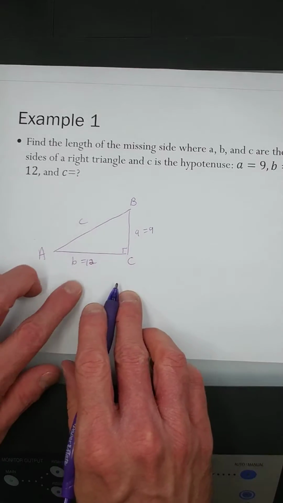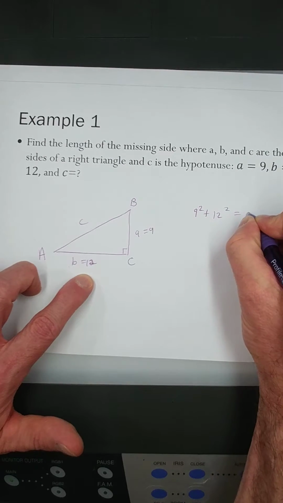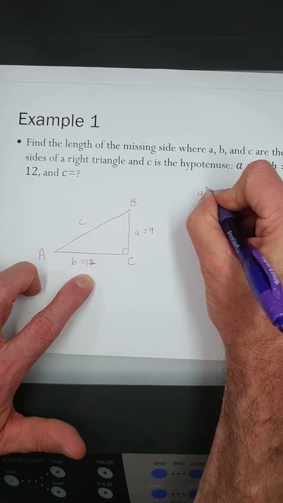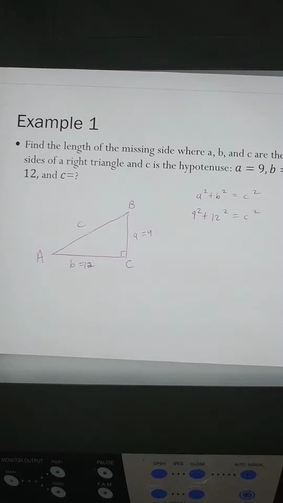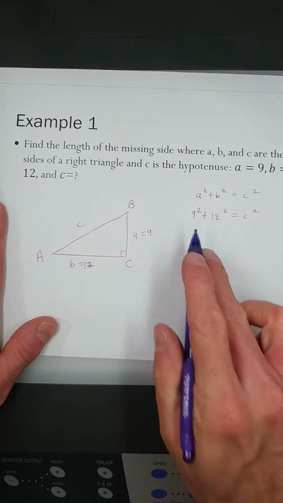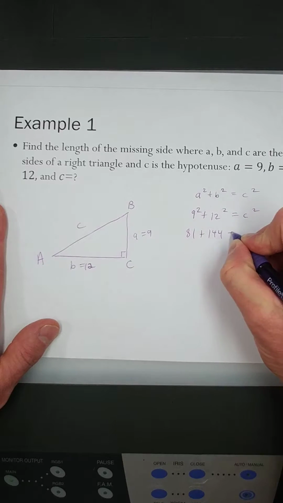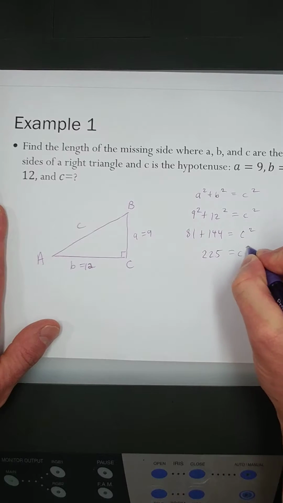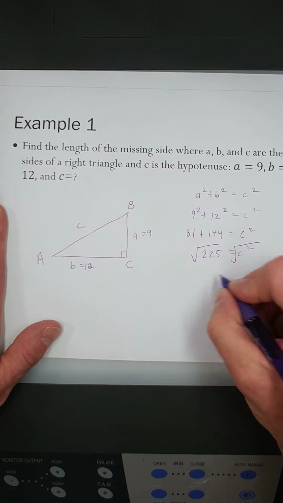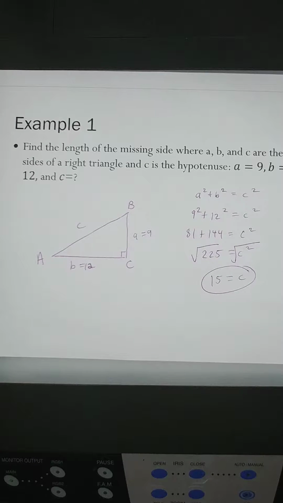Anyway, if we use the Pythagorean theorem, we get 9 squared plus 12 squared equals c squared. Or if you forgot the formula, it's a squared plus b squared is c squared. So it's just all computation from here. 9 squared is 81. 12 squared is 144. The sum of those two numbers is 225. And the square root of 225 is 15. So the hypotenuse of this particular triangle would be 15.